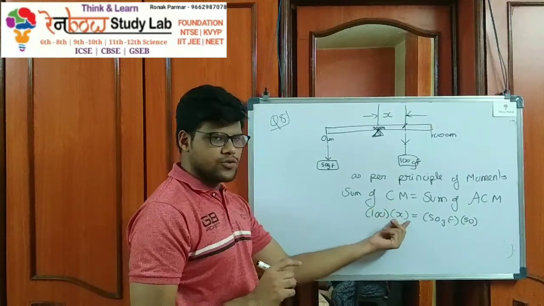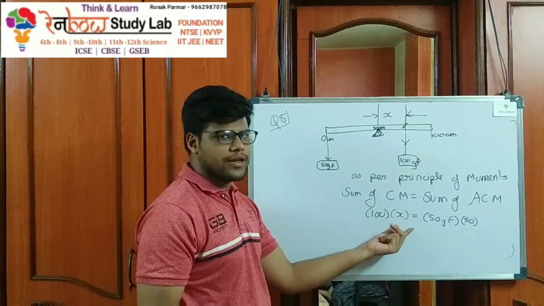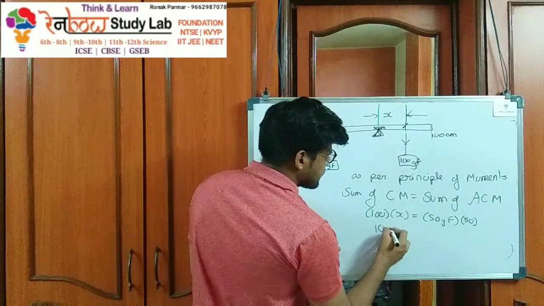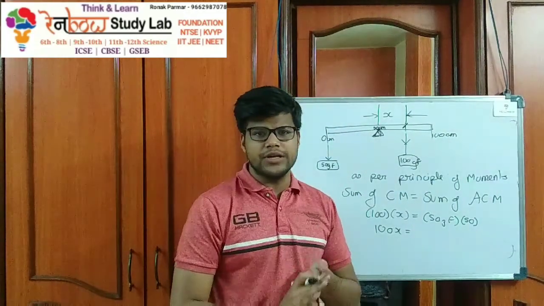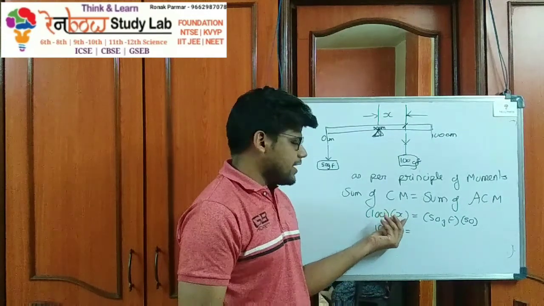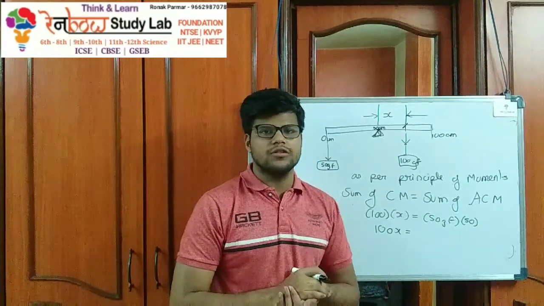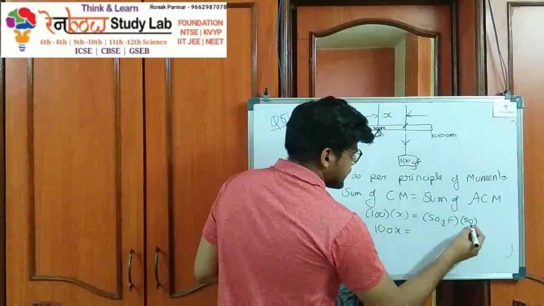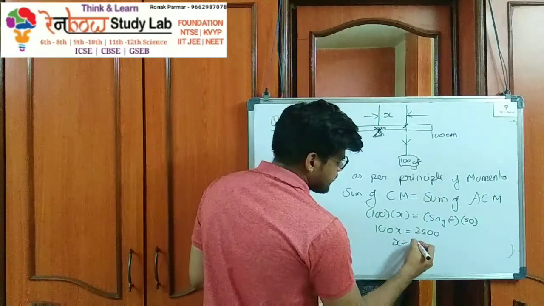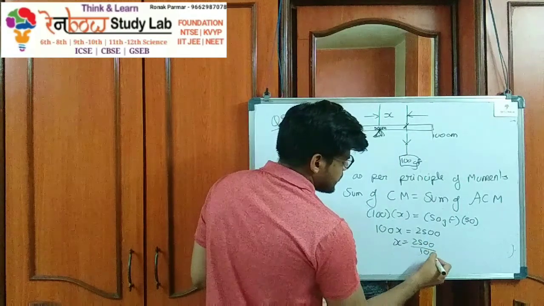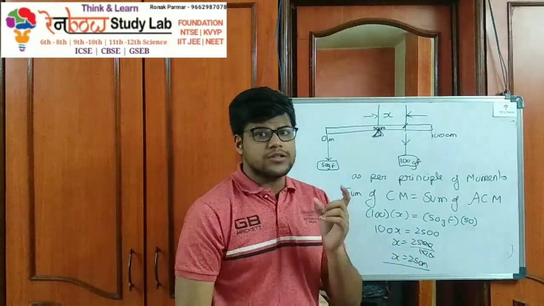So here I write force into distance. Moment is force into distance. Force is 100 because your weight is your force, and x is your distance. Now 100x equals 50 into 50. Again, I am not converting centimeter into meter because on the left hand side I am taking centimeter and on the right hand side also centimeter. In such a case, even if you don't convert, it's okay. 50 into 50 is 2500. This 100 will go in division, so x will be 2500 upon 100, so 25 centimeter.